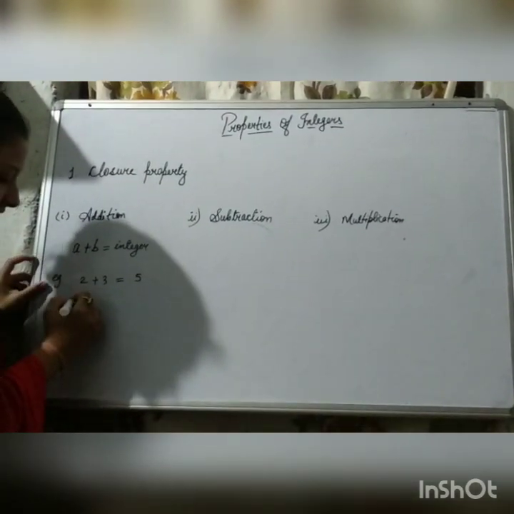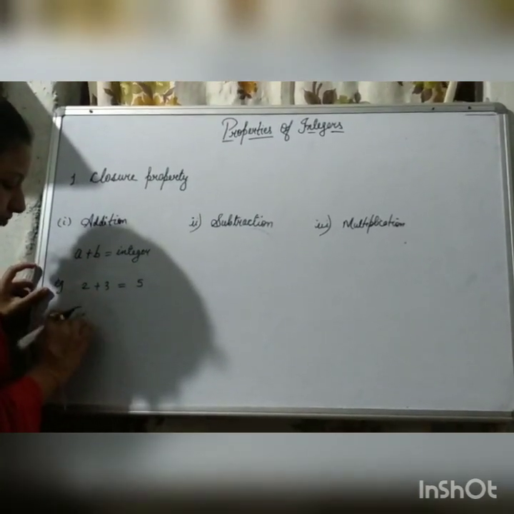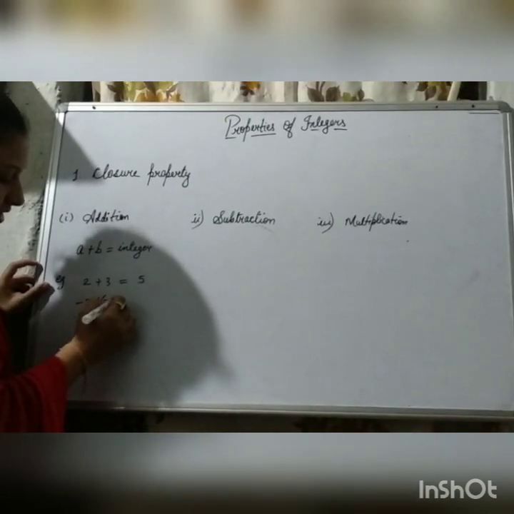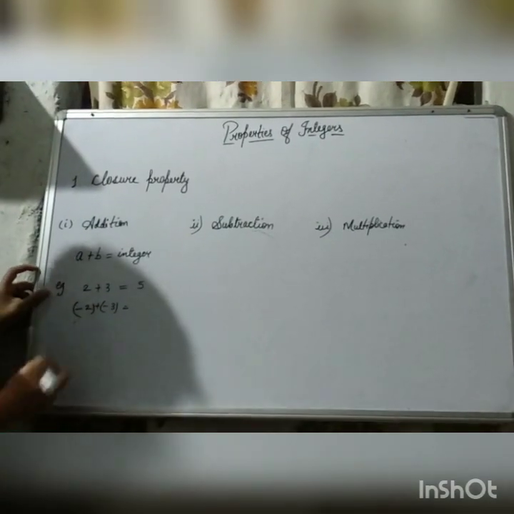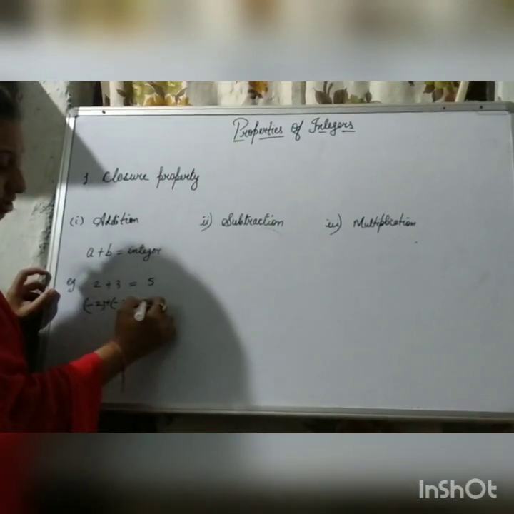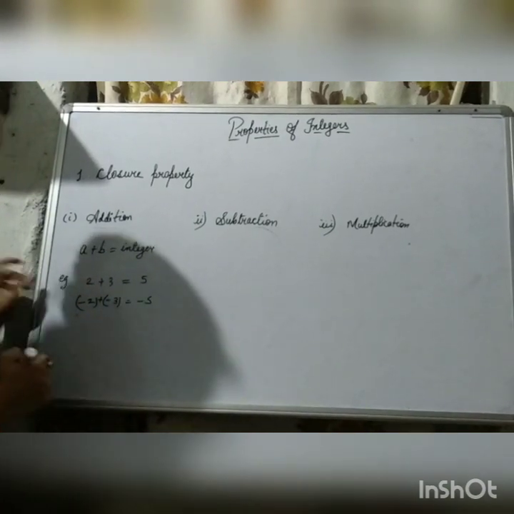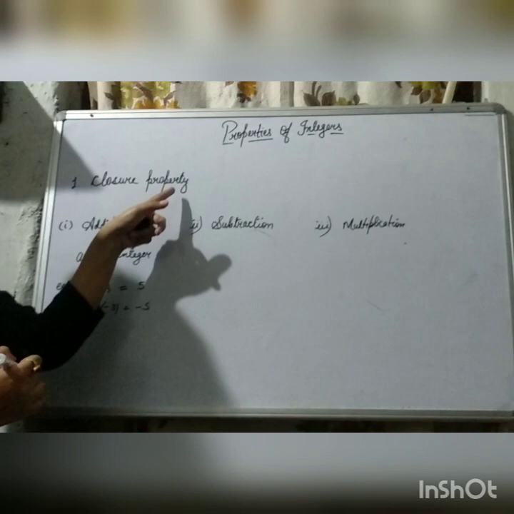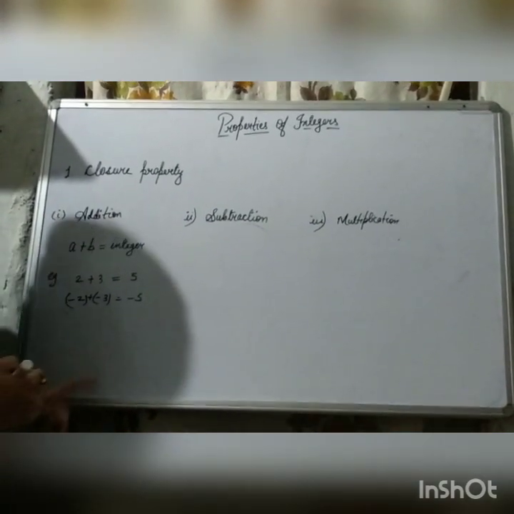Now we will take negative integers, minus 2 and minus 3. If we add these two negative integers, the answer will be a negative integer. That means here also an integer is coming. So this closure property is applicable to addition.